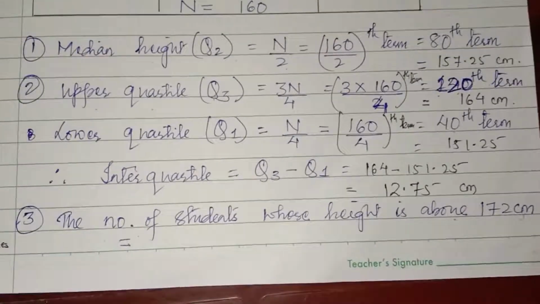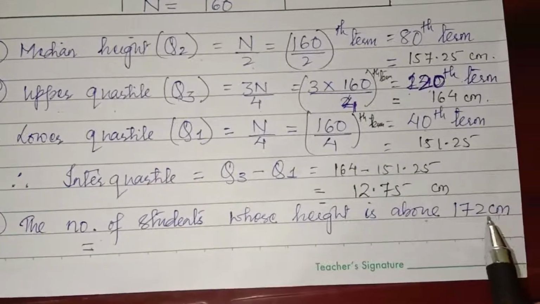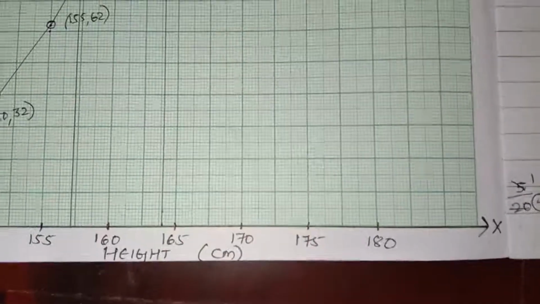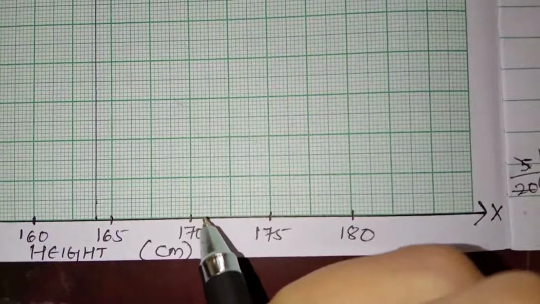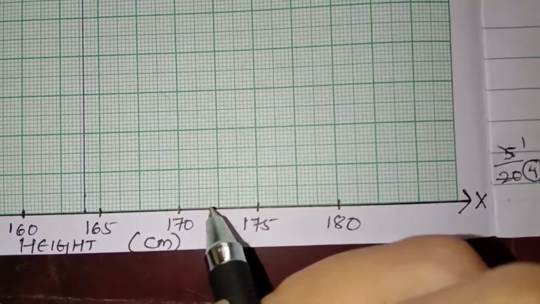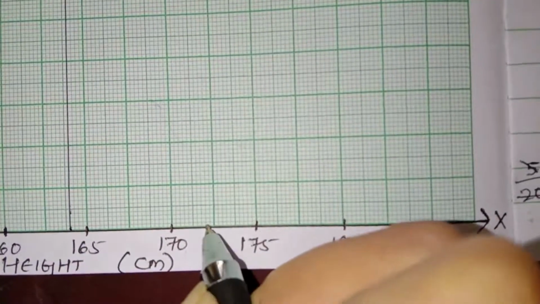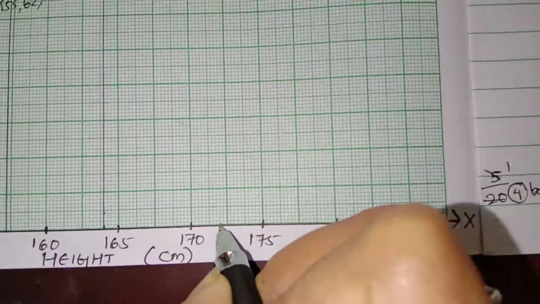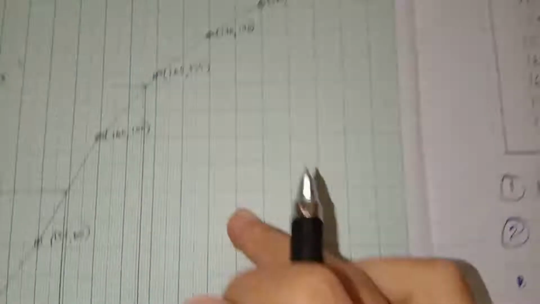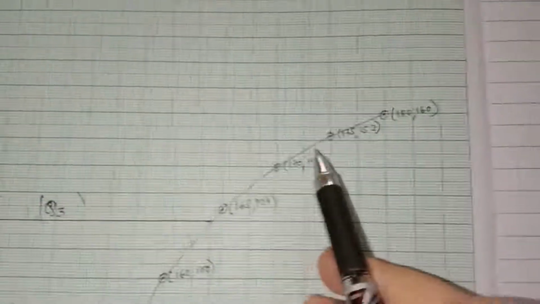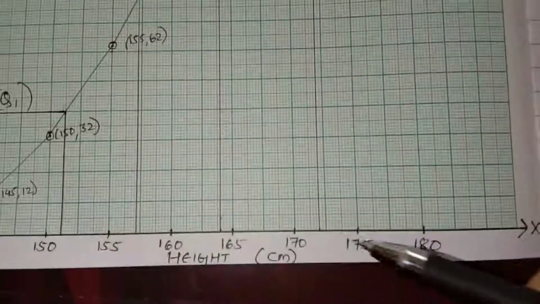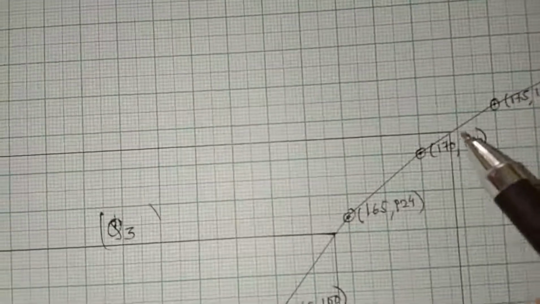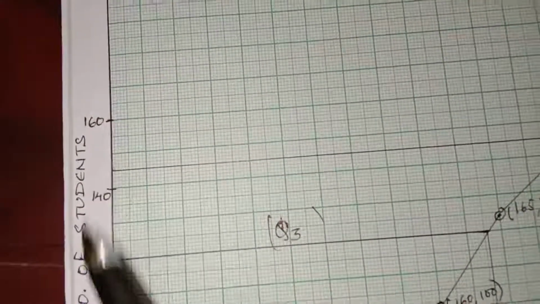So you have to find the number of students whose height is more than 172 centimeter. So here height is here, so 172. 4 boxes will make 1, so 1, 2, 3, 4, 171, 1, 2, 3, 4, 172. So here is 172. From here you have to draw a line to the graph. Then from here we will draw one line till here. From 172 a line is drawn. So from here we have to draw a line because the number of students is here.